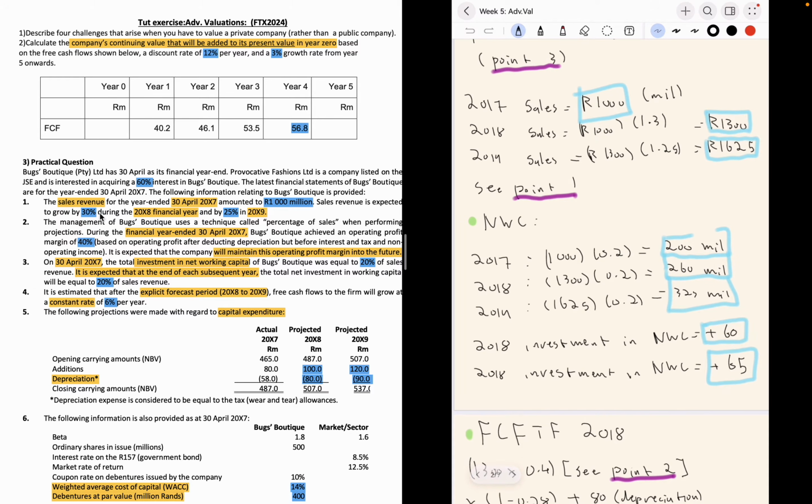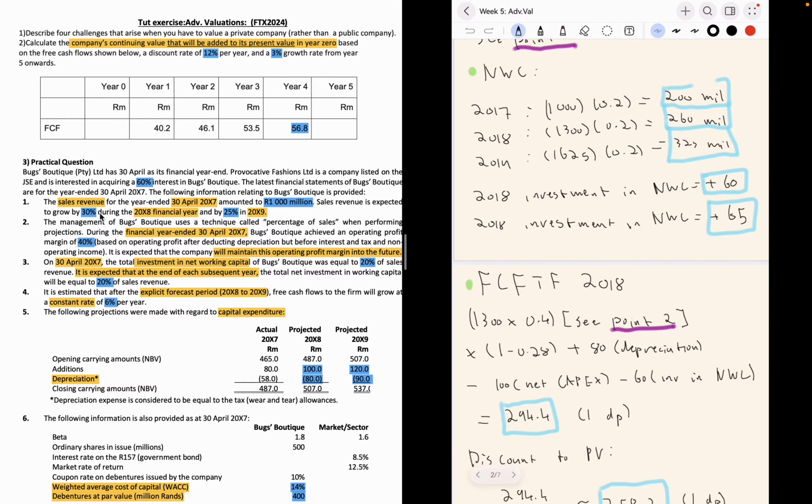So what that tells us is that in 2018, we already had 200 million on hand in net working capital. We added 60. So our investment in net working capital for 2018 is plus 60, and our investment in net working capital in 2019 is plus 65, because we had 260 million on hand. We added 65 to get to 325 million. So first part done, we've got our net working capital calculations. Let's start with free cash flow to the firm calculations for each year.